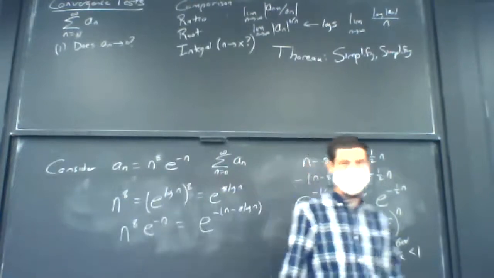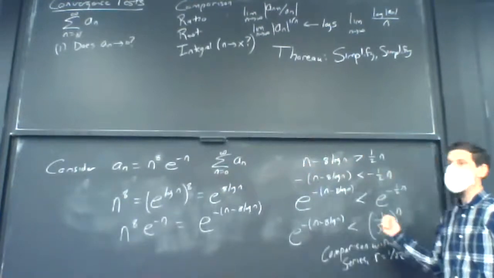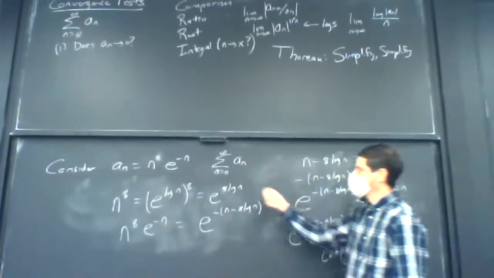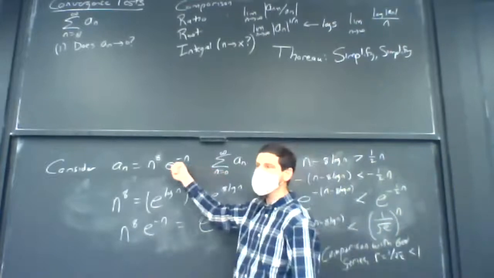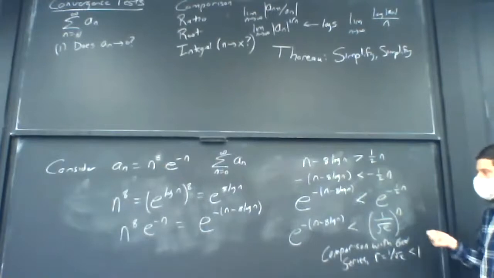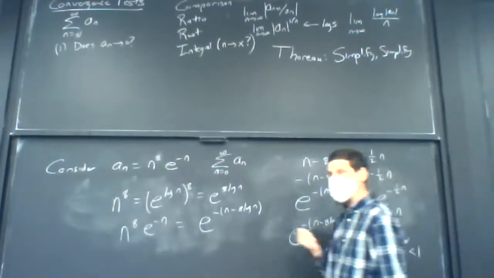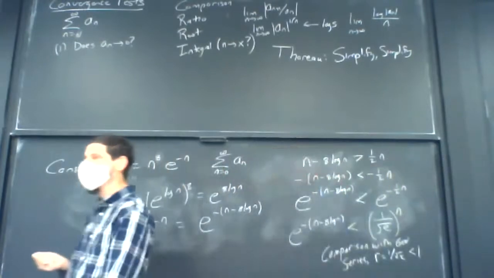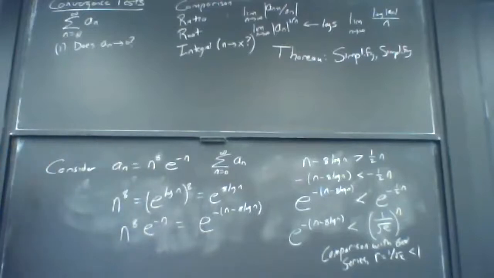Here, we've got exponential decay. This is a better argument because the e to the minus n is dying much, much faster than n to the 8 is growing. And so this is to just illustrate that there's more than one way to solve these problems. There's more than one comparison you can do. It's a question of which way do you see the algebra, which way do you feel comfortable.